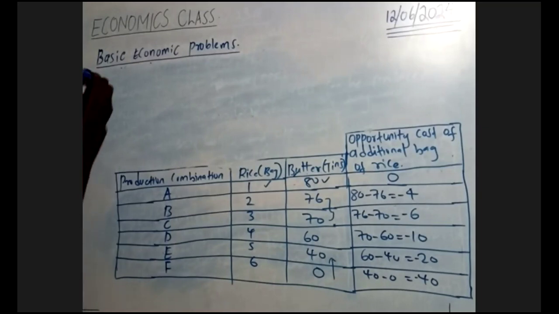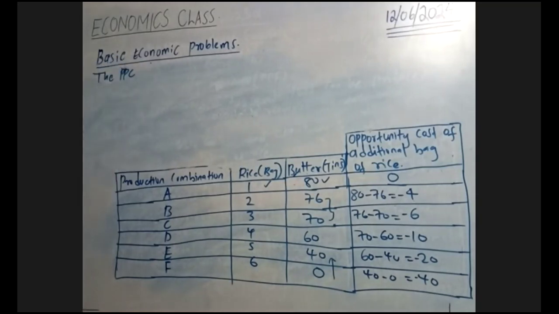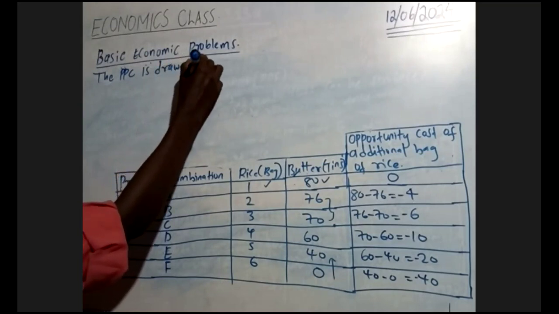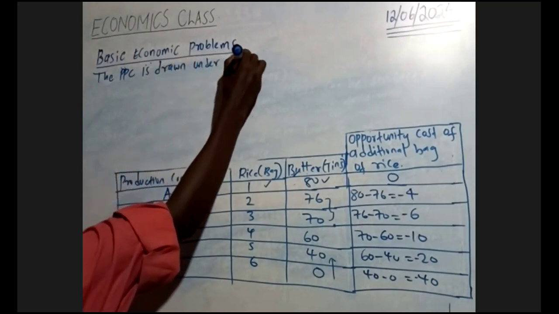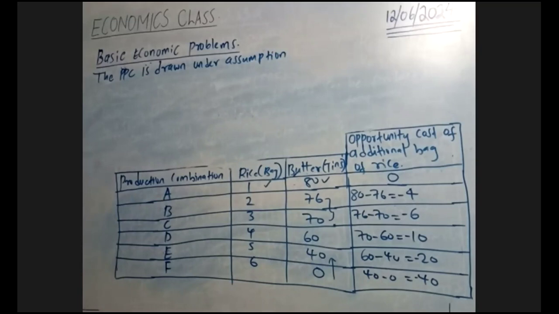I need to say, the PPC, and remember when we say PPC, PPC is the production possibility curve. So if I have written PPC, don't wonder what PPC is. So the PPC is drawn under the assumption that the society is using its resources to produce two goods.